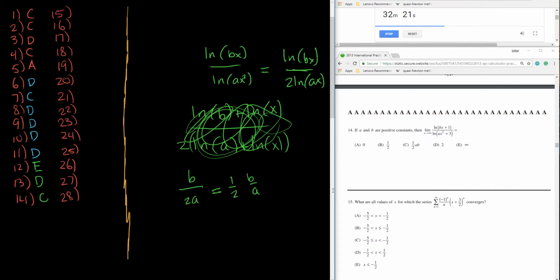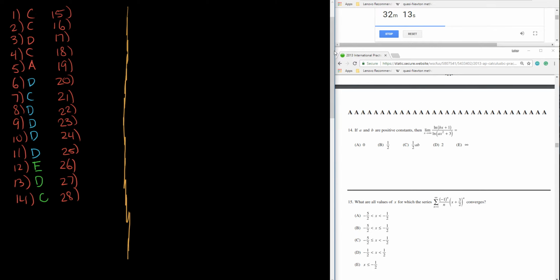And just to prove it, we could probably also use L'Hopital's rule for this. If we used L'Hopital's rule, how would we do this? If we take the derivative of this, we get b divided by bx plus 1, divided by 2a divided by ax squared plus 3. And if we say this goes to infinity, this goes to infinity, then these are going to cancel out. And you get 2b over a.